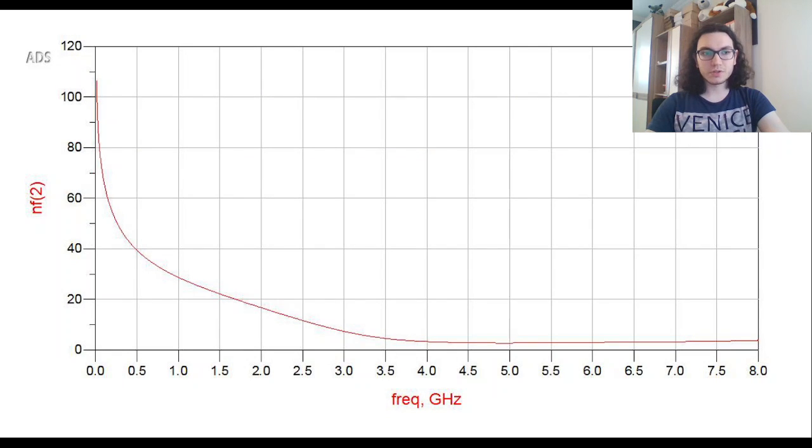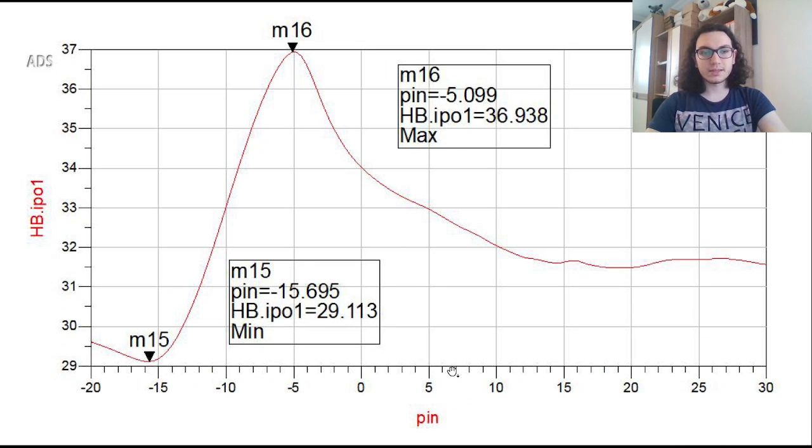And this is our noise figure in the whole range. In our band, it is almost equal to 3 decibels. I will show the close look later. And this is our IP3. It shows how flat our gain is, and it meets the criteria as I said before.